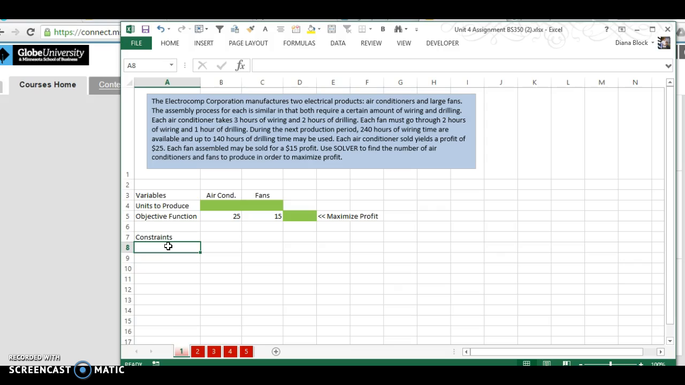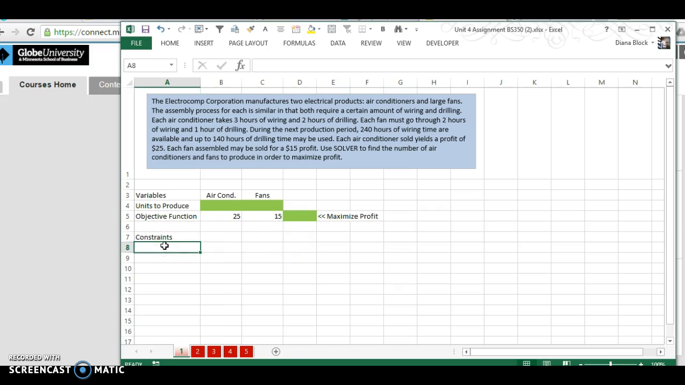Each of these products requires wiring time and drilling time. And that time is a constraint. We only have so much of it. We also have a minimum number of each product that we have to make in order to meet our customer demands. So we need to use Solver to help us figure out how many of each product we should actually create so that we can maximize our profit figure. So let's add in our constraints.